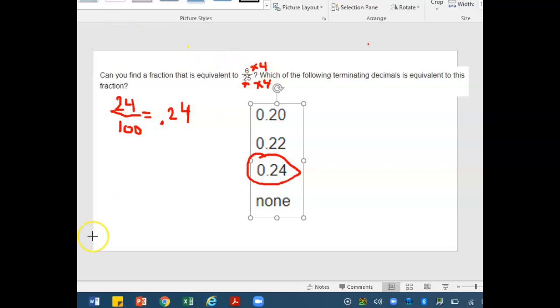If you're using your calculator, simply take the 6 over 25. The bar on the fraction is a symbol of division. So if you want to change it into a decimal, you would type 6 divided by 25 in your calculator, and you should get the exact same answer, 0.24.